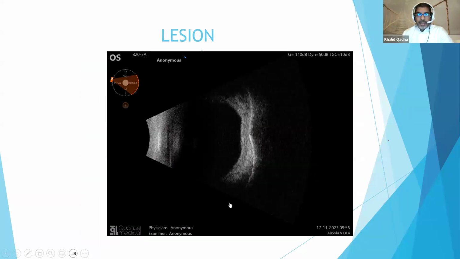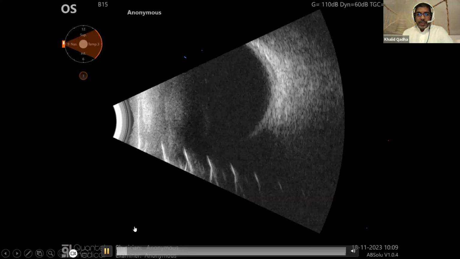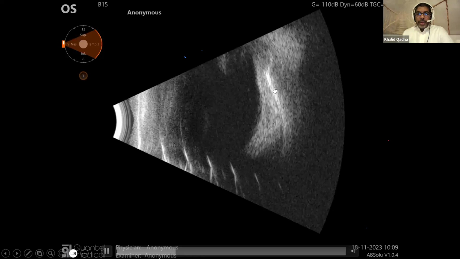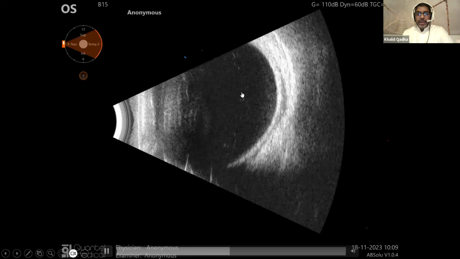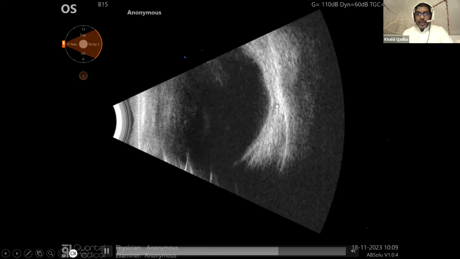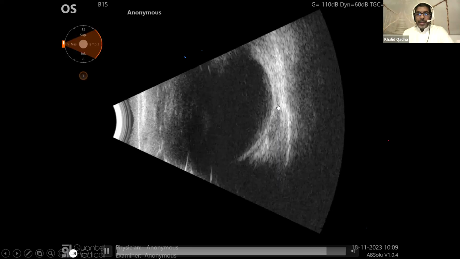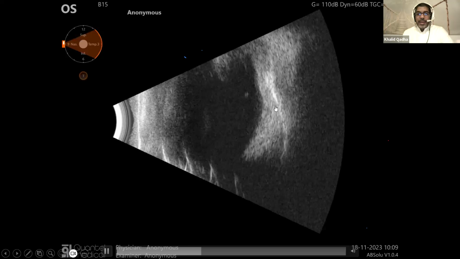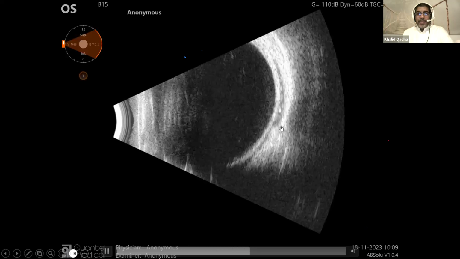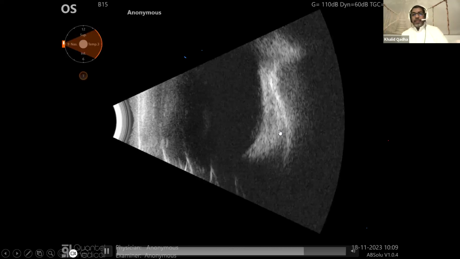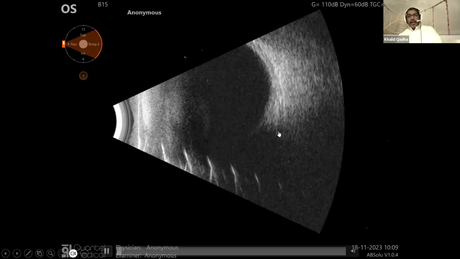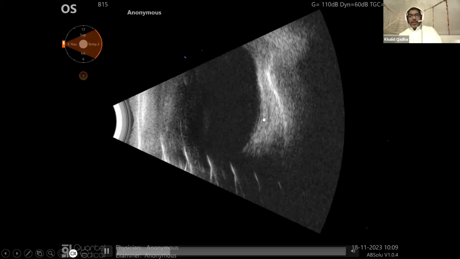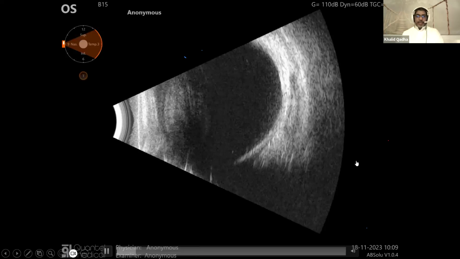And this is a video showing how it's pushing. You can appreciate the push of the globe, and it's also pushing the muscle. So here, this is the insertion of the muscle. And thankfully it was in both eyes, but it's more in the left eye.